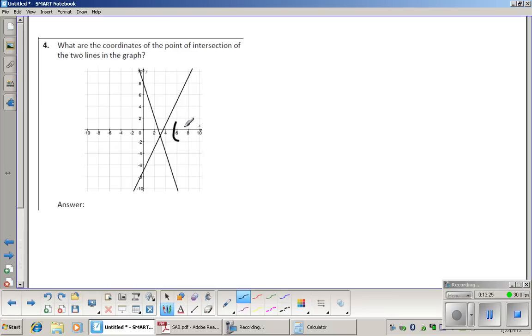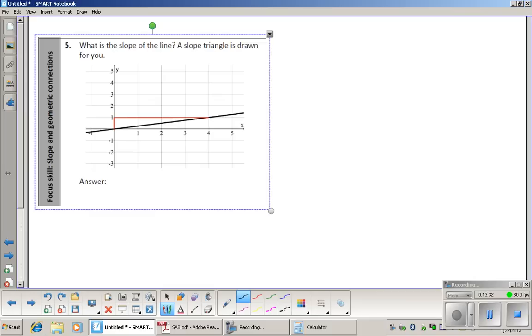Happy face. Okay, what is the slope of the line? A slope triangle is drawn for you. Well, we got to get a little bigger here. Like, this isn't big enough for me. I'm getting old. I need to actually see this thing.